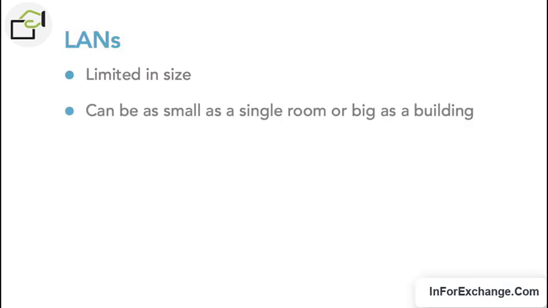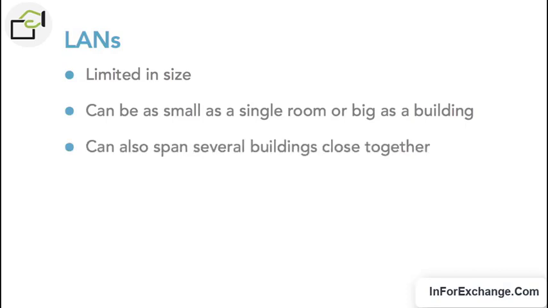It is very common for a LAN to be as small as a single room, or they can even be as big as an entire building. Once in a while, you may even run across a LAN that spans several buildings that are close together. If the buildings are far apart, for example, in different parts of town, at that point we no longer have a LAN, but we have a MAN like we talked about previously.